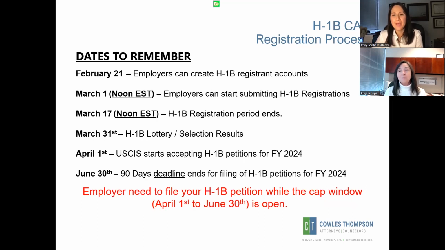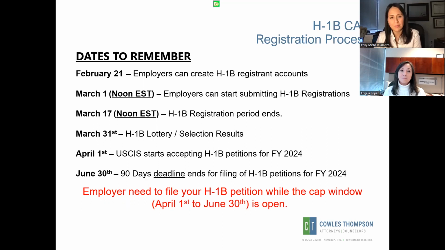So just a quick recap, dates to remember. February 21st, employers, you can create your H-1B registrant accounts. We suggest that you do that on February 21st. Then make sure that's in order. Next dates to remember, which really is a window of time, March 1st, beginning at noon Eastern Standard Time, to March 17th, noon Eastern Standard Time. That is the H-1B registration period. That is your window to be submitting the registrations regarding those specific beneficiaries.